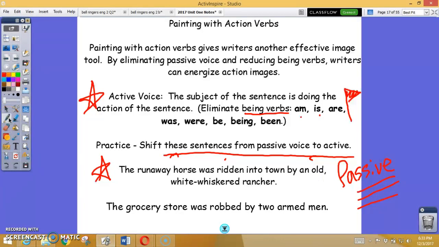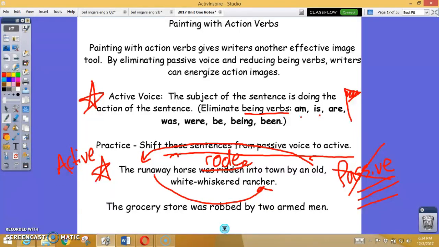Okay? Just shift here our verb to rode, all right? And then we want to relocate this up to the front of the sentence and this to the object portion. So now the correct sentence should read, an old white whiskered rancher rode the runaway horse into town. Okay? Now, if we do that, we will no longer have passive voice. We will have what's called active voice, and that would be correct.